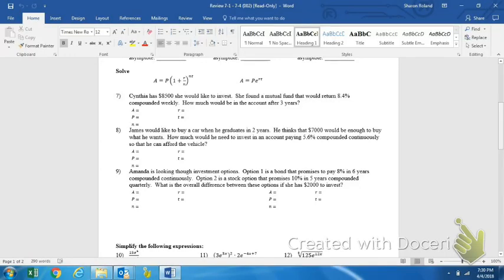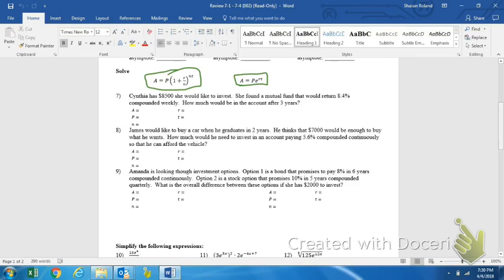Okay, to solve these problems using interest rate, you have to know which formula to use. If it says compounding continuously, you will use this one. If it compounds at any other rate, this is the one you'll use.